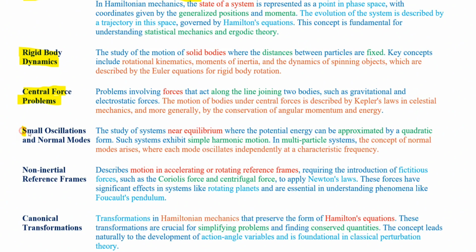Small oscillations and normal modes. The study of systems near equilibrium, where potential energy is approximated by a quadratic form. The simple harmonic motion exhibited by such systems. In normal modes of multi-particle systems, independent oscillation at characteristic frequencies occurs.